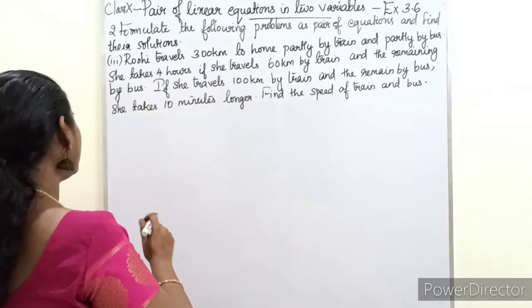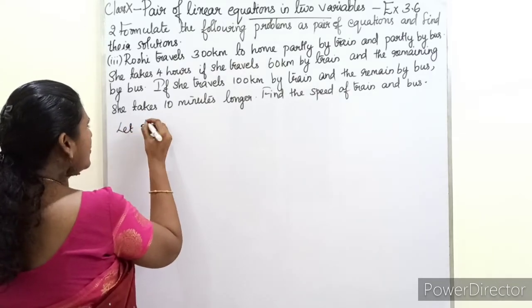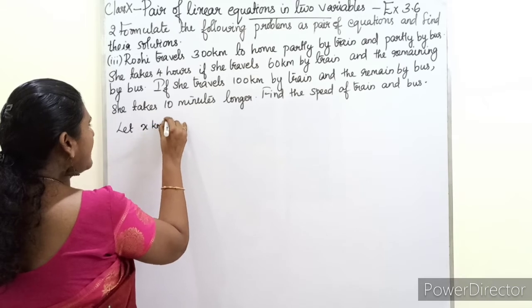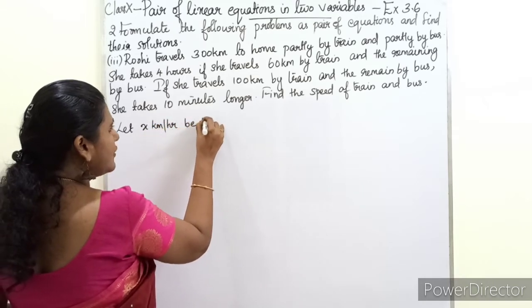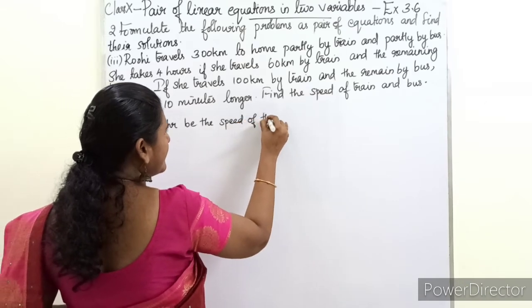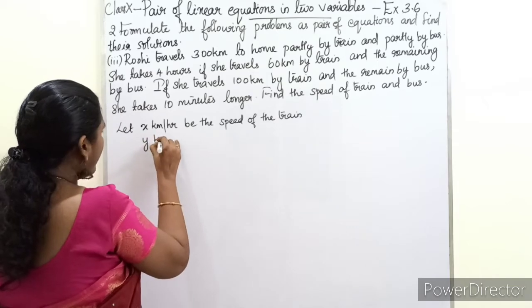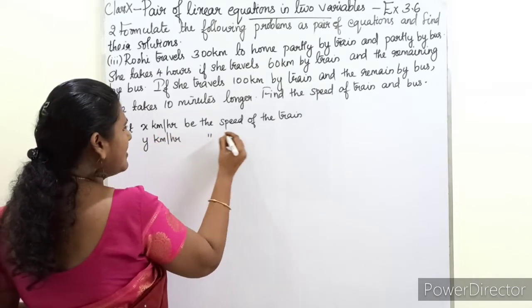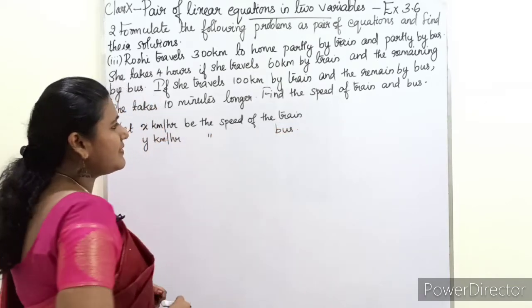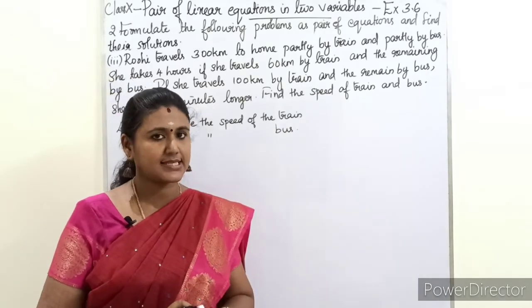Okay. So we will take the speed of the train and bus as x and y. So let x km per hour be the speed of the train and y km per hour be the speed of the bus. So we have to find the speed of the train and bus, that we have taken as x and y.